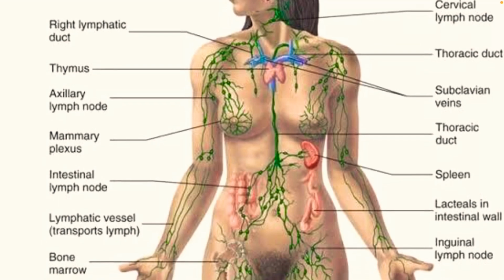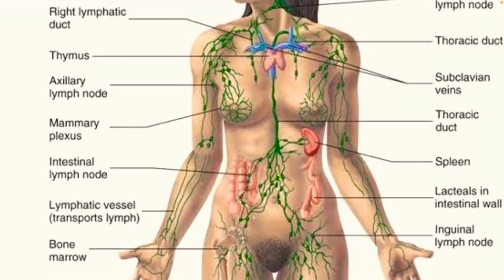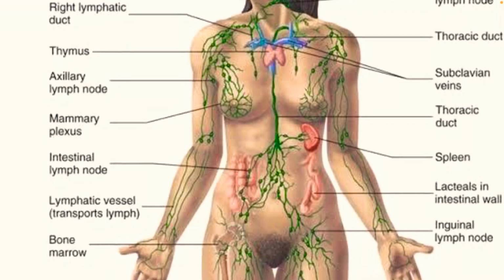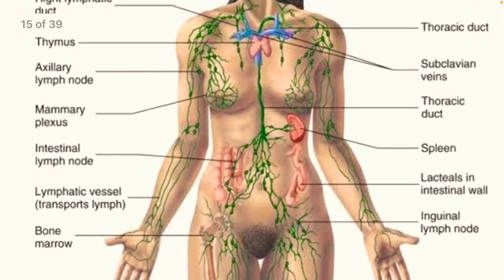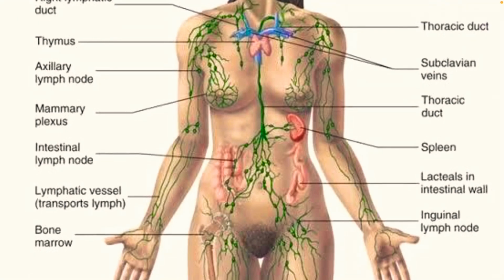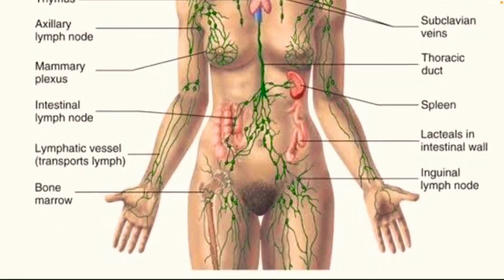So the spleen also produces white blood cells or lymphocytes. Intestinal lymph node, lacteals in the intestinal wall. So the lacteals are the lymphatic vessels found in our intestine, which is the passageway of our lipids. Lymphatic vessels, so we all know our lymphatic vessels transport lymph. Inguinal lymph node, bone marrow.